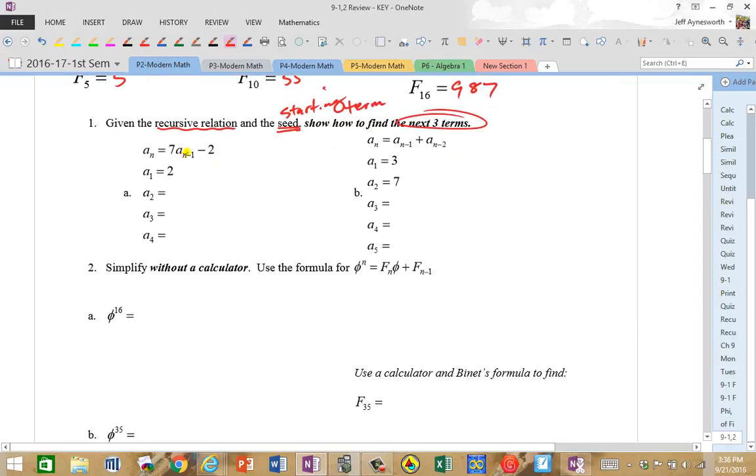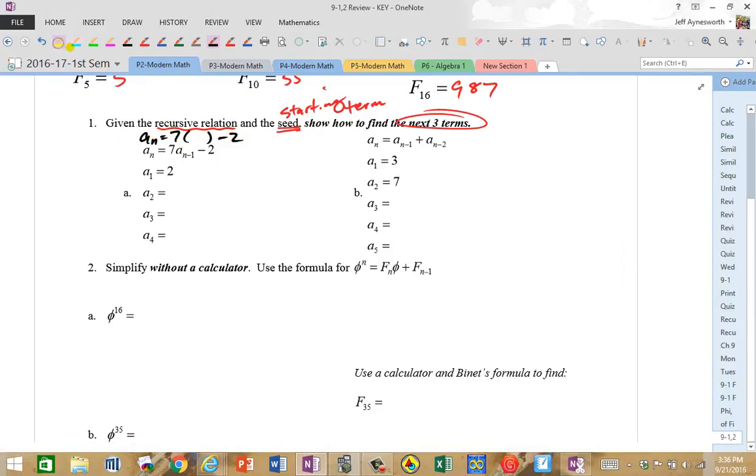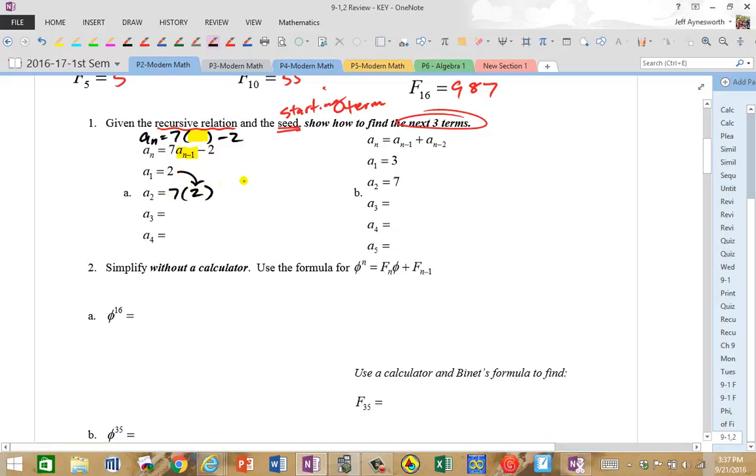All right, so what this is saying is that a sub n is always equal to 7 times something minus 2, where this a sub n minus 1 is your previous term, okay? Well, that means a2 is equal to 7 times the previous term, a1, minus 2. So that means we got to take 7 times 2, which is my previous term a1, and then minus 2. 14 minus 2 is 12. a3 is 7 times the previous one, which is 12, minus 2. 7 times 12, 84, minus 2, 82.